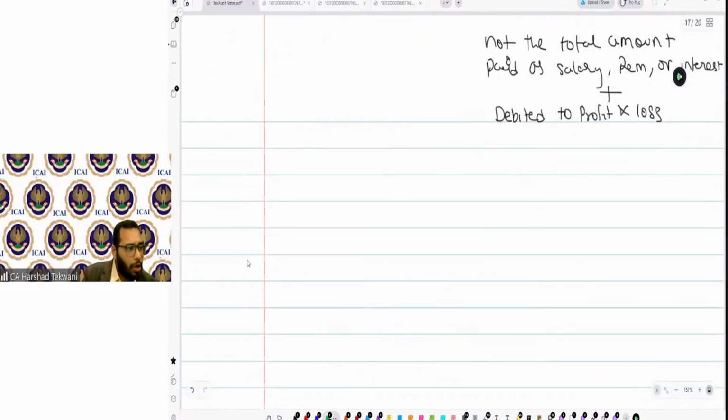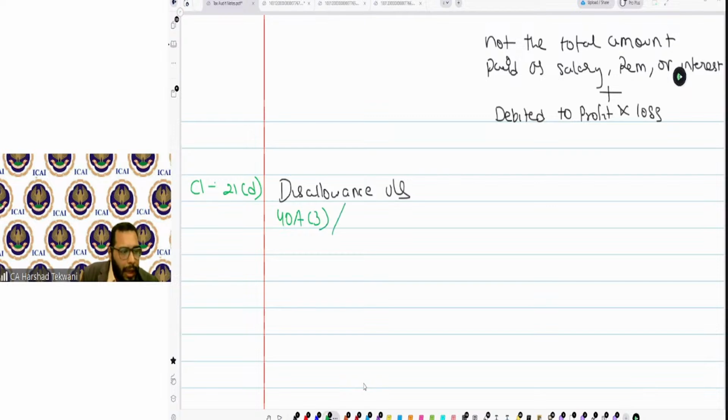Then we have clause 21D. Clause 21D basically talks about disallowance under section 40A(3), that is, deemed income under section 40A(3A). Disallowance under section 40A(3) and 40A(3A).